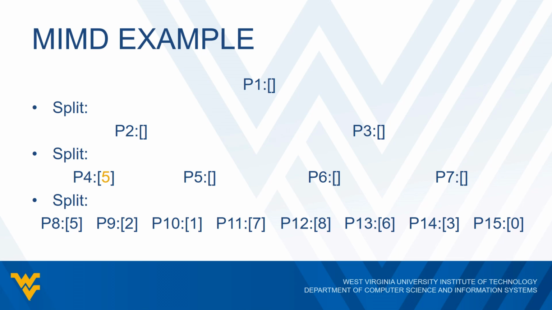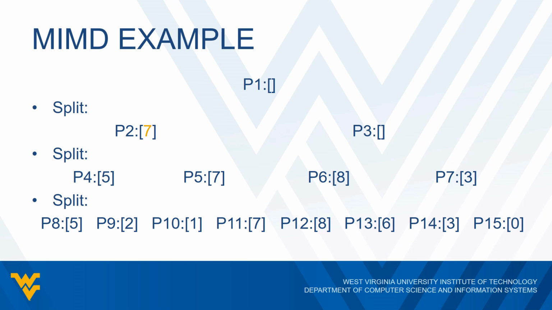So we'll have processors 8 and 9 send their largest values back to processor 4. In this case, 5 is the larger of the two values, so processor 4 is going to store 5. We'll then have processors 10 and 11 send their results back to processor 5. Since 7 is larger than 1, processor 5 is going to store 7. Processors 12 and 13 will send their values back to processor 6, and in this case, 8 is larger than 6, so processor 6 is going to store 8. Processors 14 and 15 are going to send their values back. 3 is larger than 0, so processor 7 is going to store 3.